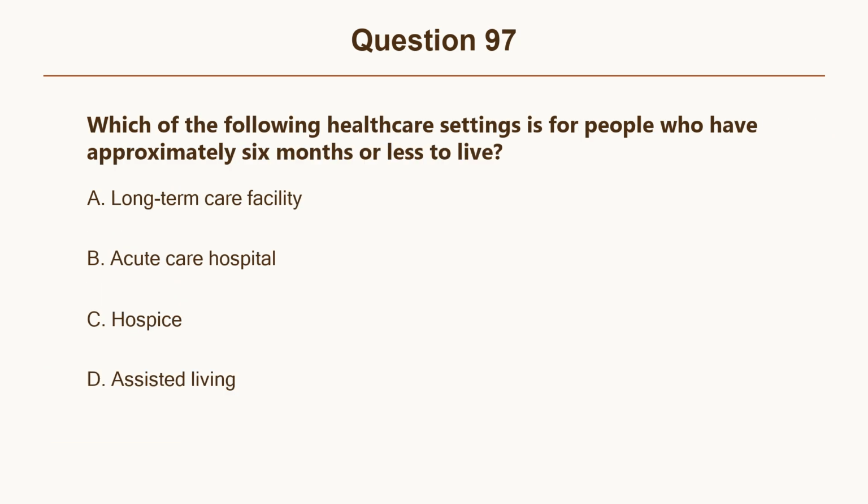Question 97. Which of the following healthcare settings is for people who have approximately 6 months or less to live? Option A, long-term care facility. Option B, acute care hospital. Option C, hospice. Option D, assisted living. The correct answer is option C, hospice.